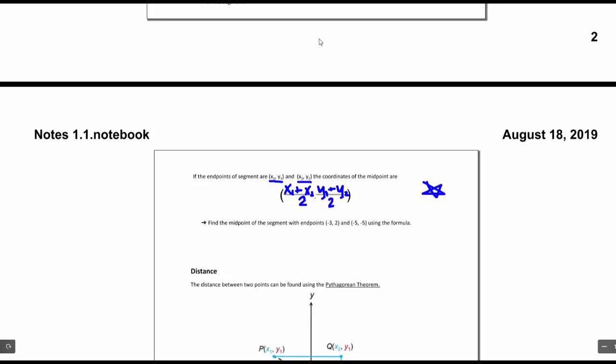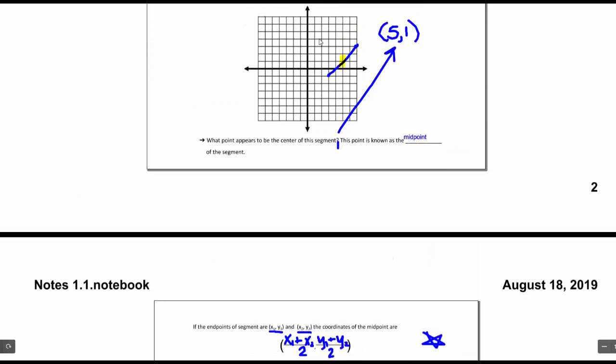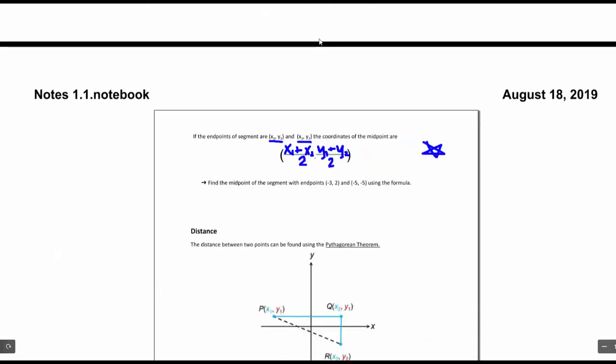So let's just do one more example. That's not the same one we just did. No, it's not. Okay, so midpoint, this one's strictly from the formula rather than graphing it. So -3 plus -5 is -8. Divided by 2 is -4. And then for the y's, 2 plus -5 is -3 divided by 2. This one doesn't come out even.